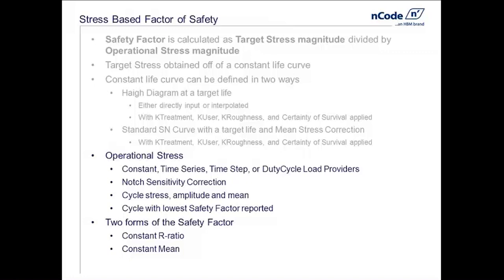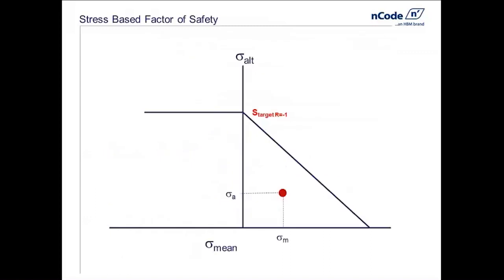And in the stress-based factor of safety, we report the factor of safety for the worst case cycle with the lowest factor of safety. You can see there are actually two forms of this factor of safety that can be computed. One is constant R ratio, the other is constant mean. Take a look at the diagram. Again, go back to the constant life diagram. This is a constant life diagram that's using a Goodman correction that has a correction only in the tension region. The compressive region is left alone.